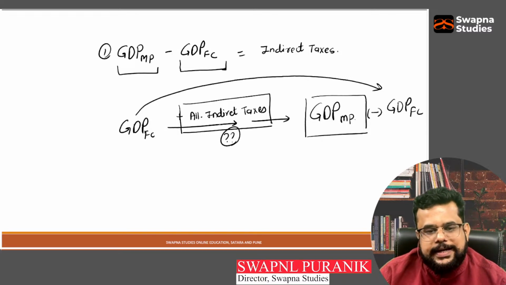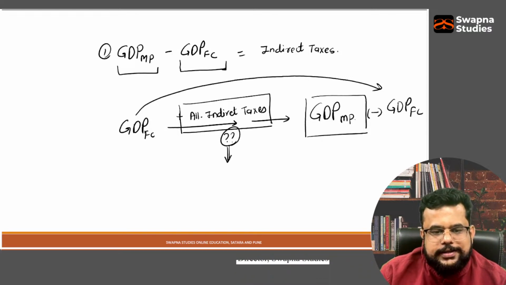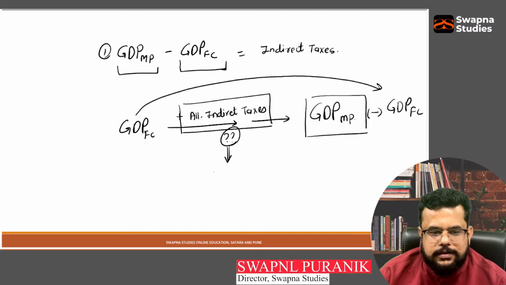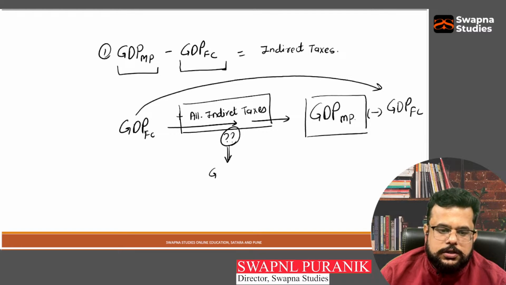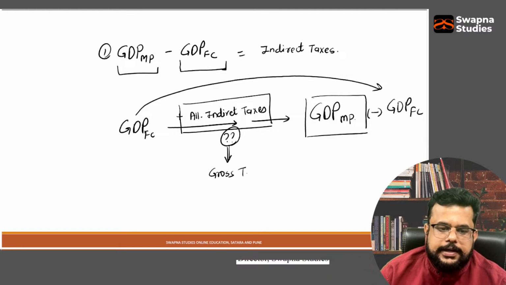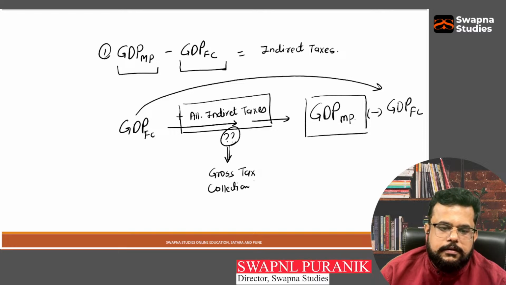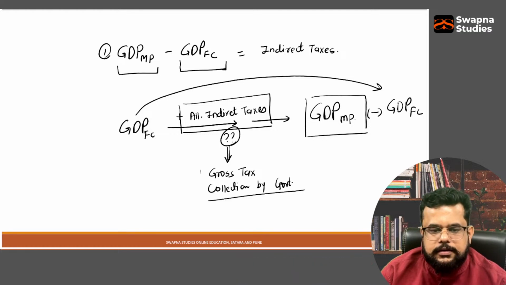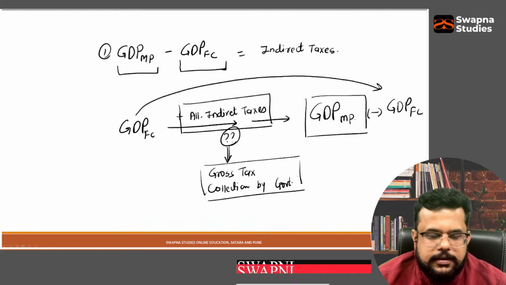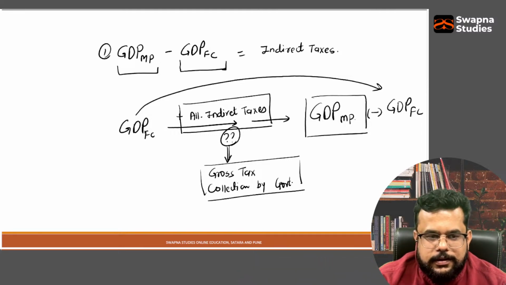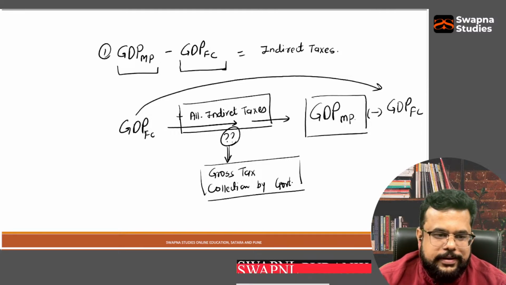And what are those indirect taxes? These are all the taxes collected by the government in a particular financial year. This is the gross tax collection by the government. These are the total taxes collected by the government in one particular financial year. Understood? Please let me know in the comment box.